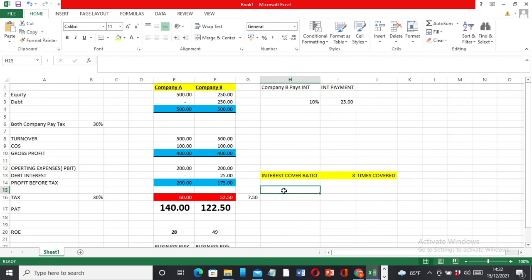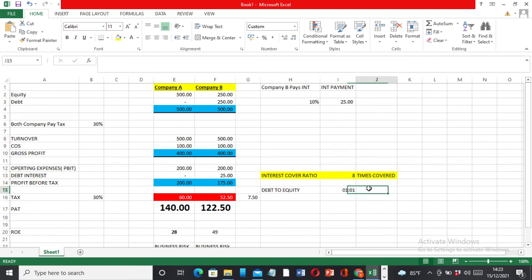Next, let's calculate something called debt to equity. Debt to equity, right? This is a very simple formula, guys. You take the debt, which is 250, and divide by 250, debt over equity. So you get 1. What does this 1 tell us? You can put it as 1 is to 1, if you want. Right?